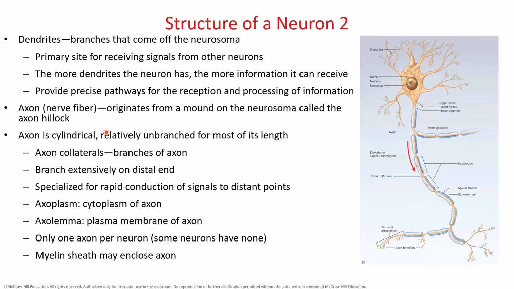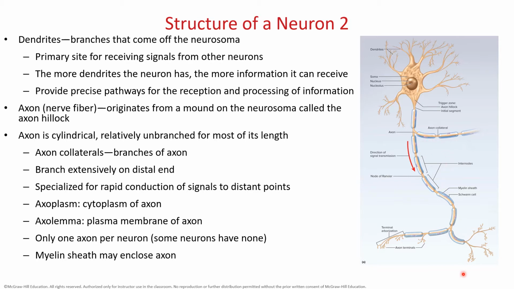An axon of a nerve right here, this is an axon. Which is also known as nerve fiber, originates from a mound on the neurosoma called the axon hillock right here. So this is the axon hillock here. The axon is cylindrical. It's relatively unbranched for most of its length, while axon collaterals are branches of the axon.